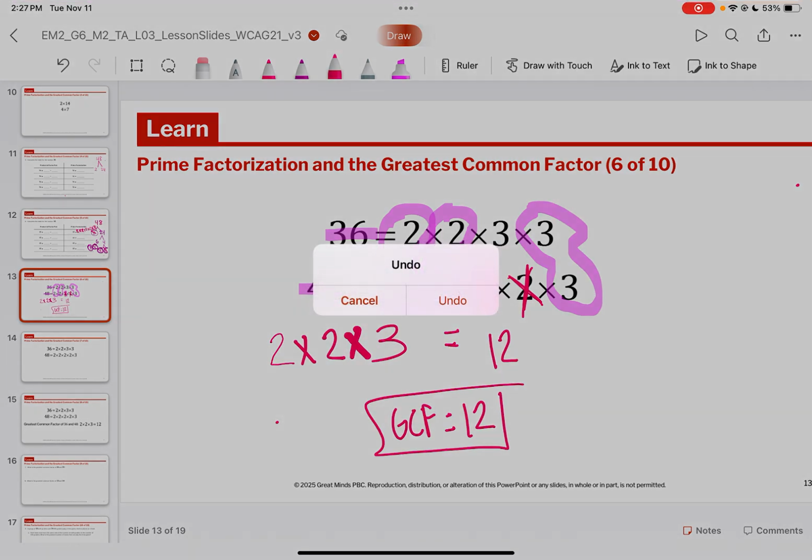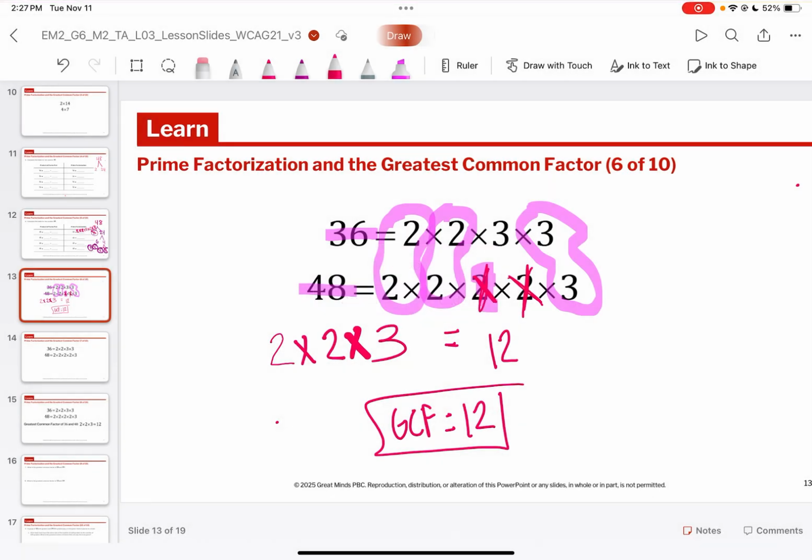Another strategy that we can do is we can find the prime factorization of both numbers and multiply their common pairs. Okay? That is just one strategy. If you don't like this strategy, do you have to do it? No. But what we did is we wrote, so I would write this down.